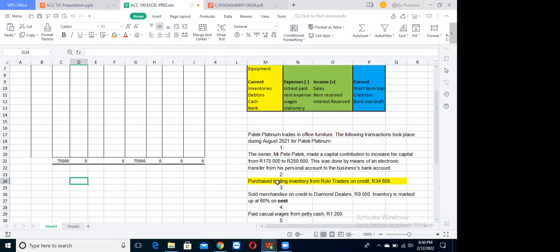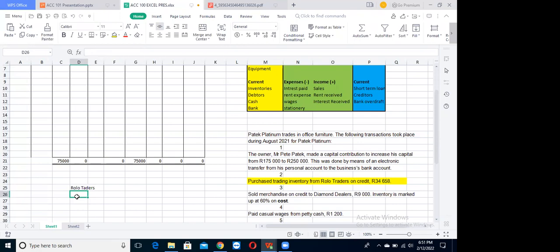We have purchased trading inventory from Rollo Traders on credit. So we purchased something on credit. Trading inventory are the goods, so we are tracing goods. Where are the goods coming from? The goods are coming from Rollo Traders. So Rollo Traders becomes one account. And then where are the goods going? The goods are going to the inventory account.